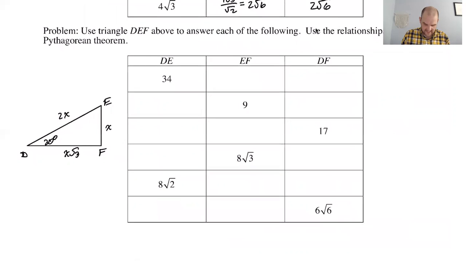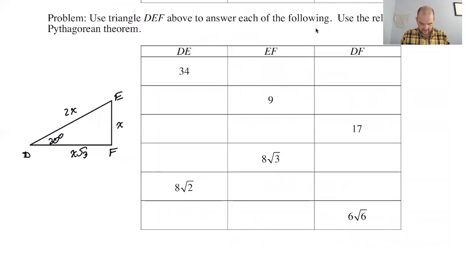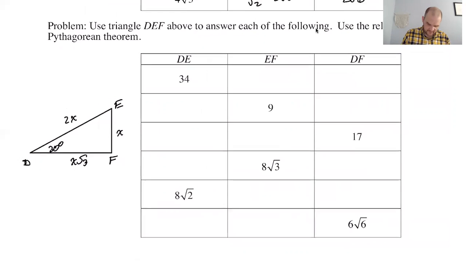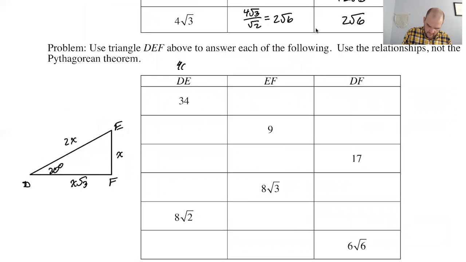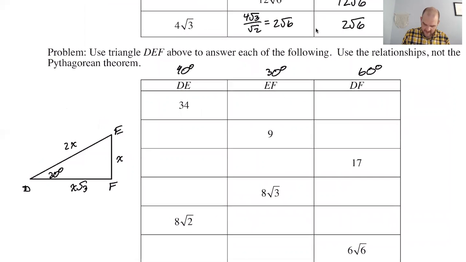So if DE is 34, then what's the opposite? So EF, so let me just do this. This is our 90, EF is 30, and this is 60. I think this is gonna help me a lot, actually. Okay, so this should be half of the hypotenuse, and then this root 3. This will just be 9 root 3, and then this will be double that.